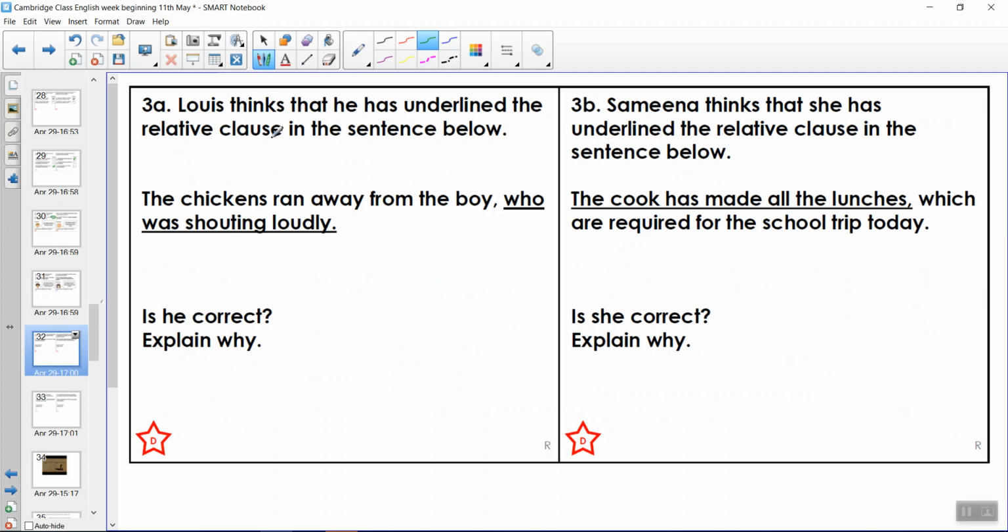Louis thinks that he's underlined the relative clause in this sentence below. Is he correct? The chickens ran away from the boy who was shouting loudly. Yes, he is, because this relative clause describes the boy. Samina thinks that she has underlined the relative clause in the sentence below. The cook has made all the lunches which are required for the school trip today. No, she hasn't, has she? Because there's my relative pronoun, so this is my relative clause. She's missed it.